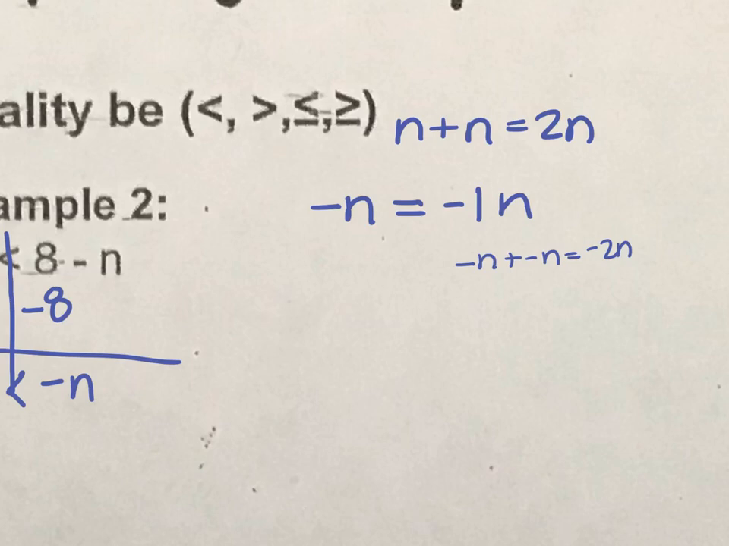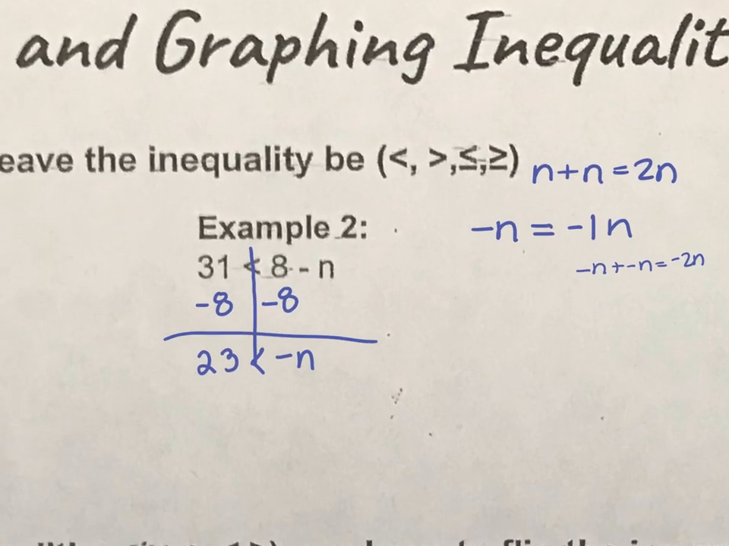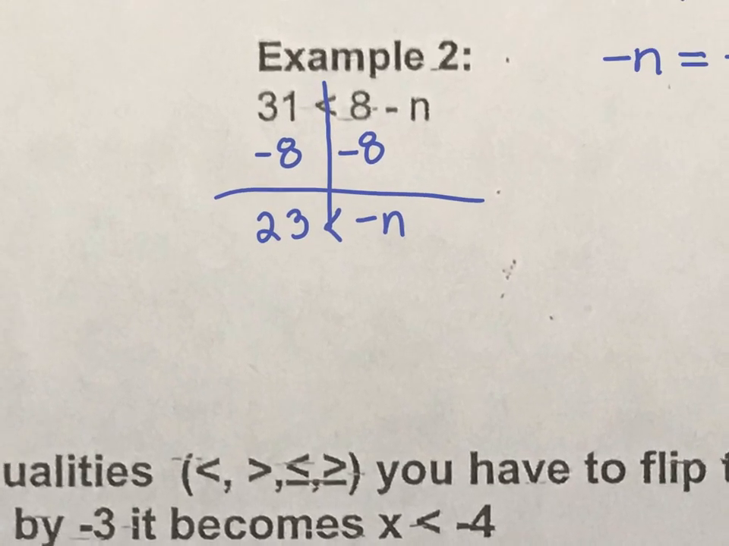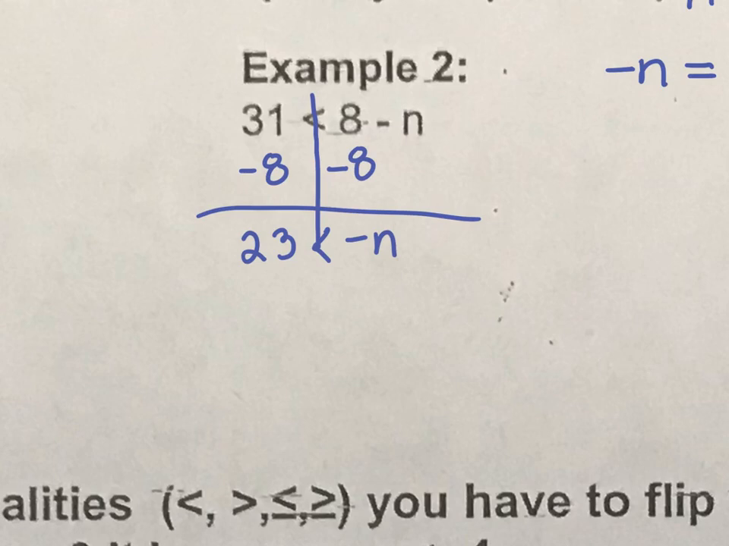Okay, I can't have, what I said before, I can't have a negative variable. So I have to get rid of it. So really, this is negative 1 right here, right? So that's technically multiplying by n. So to get rid of it, I would divide it out. So I would divide that side by negative 1. So what I do to one side, I have to do to the other.